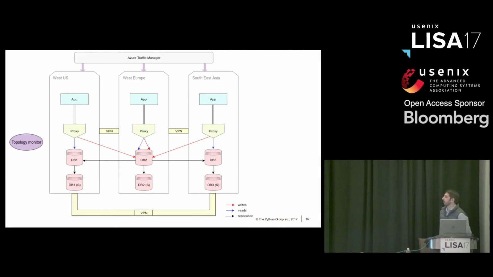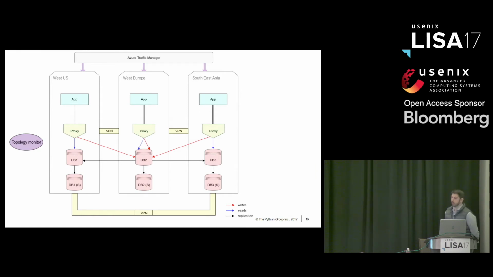So this is how the final architecture would look. You have your 3 regions. You have a proxy running in each region. You have a single master. In this case, it's West Europe, and so all writes, all the red arrows, are going directly to that region, and all reads are going to a local copy.